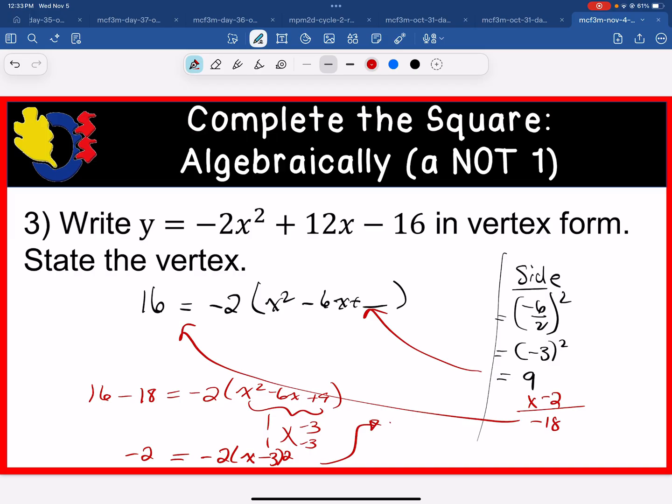And then last but not least, rewrite it. So f of x is equal to negative 2 times x minus 3 squared plus 2, which means 3, 2 is the vertex.